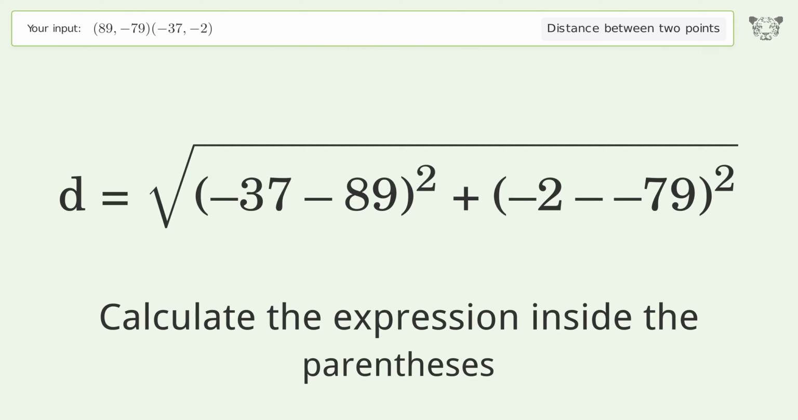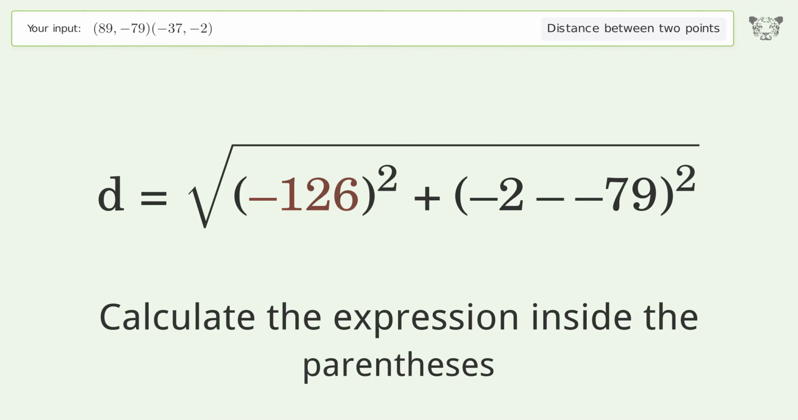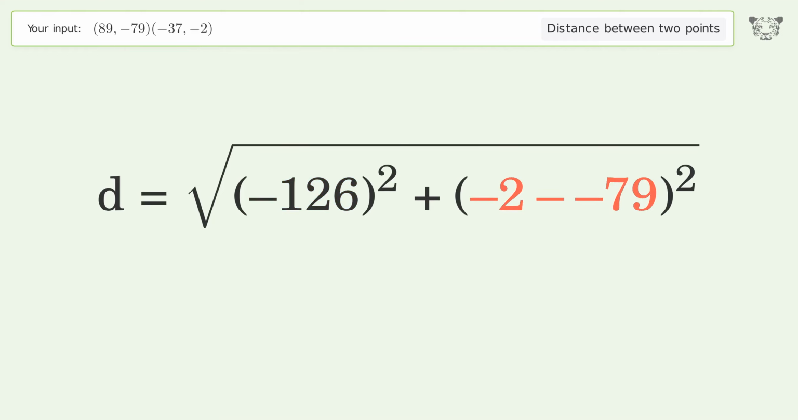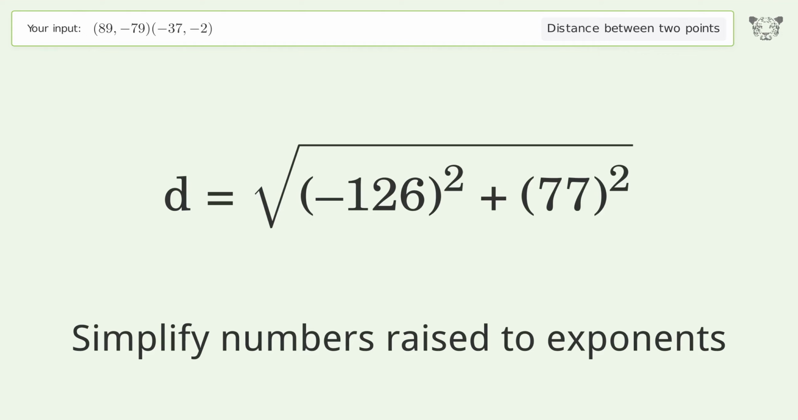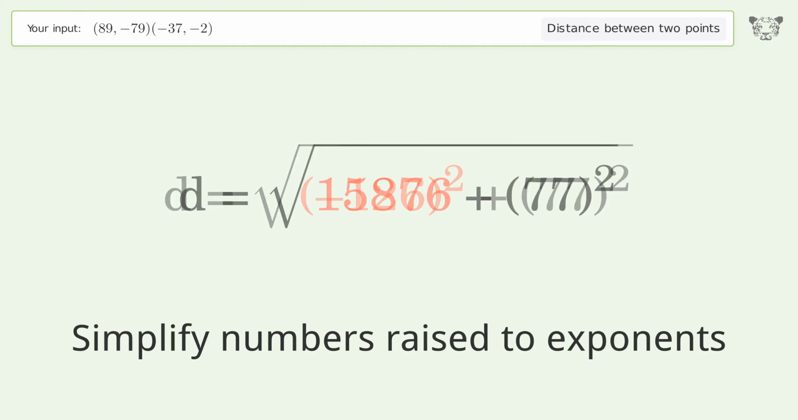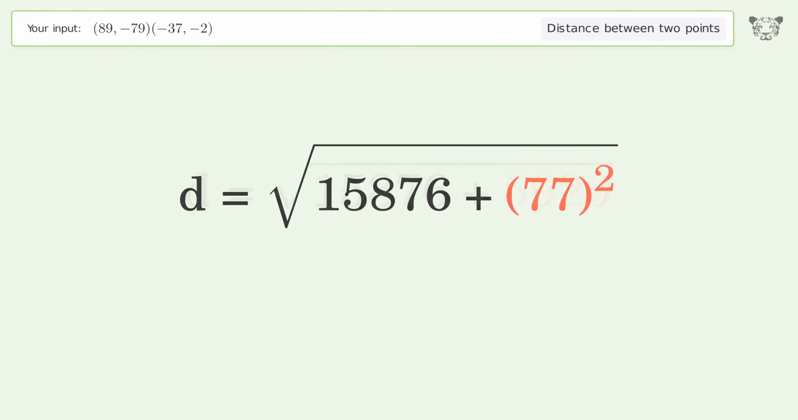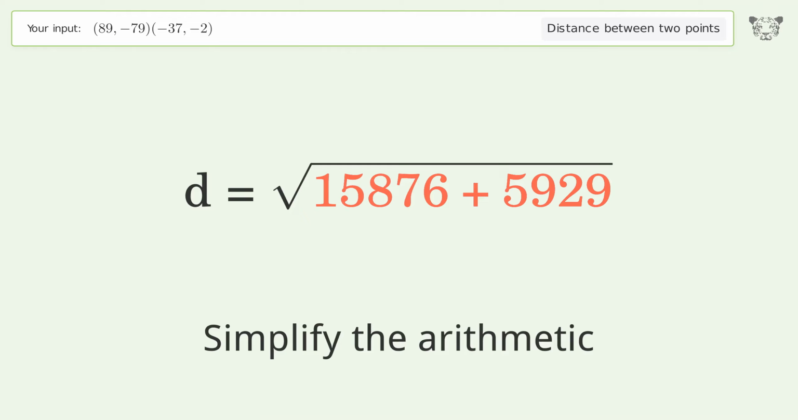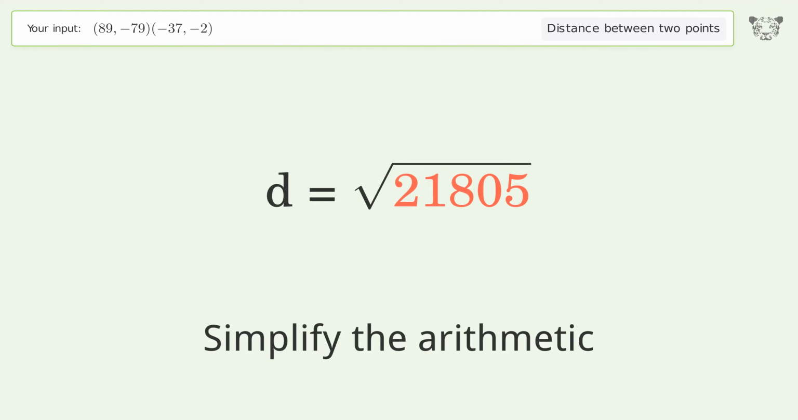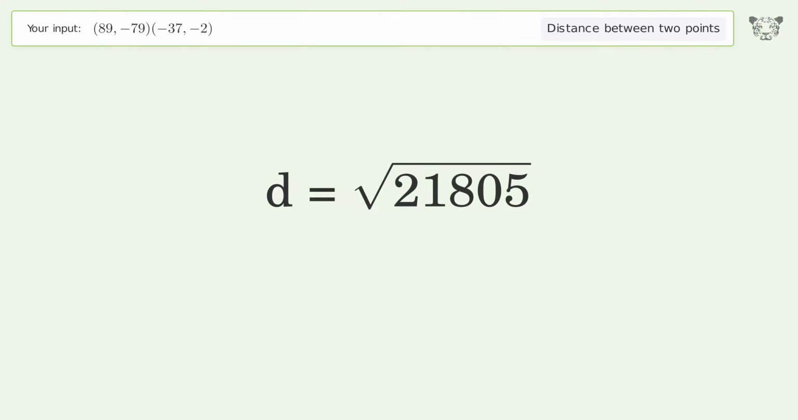Calculate the expression inside the parentheses. Simplify numbers raised to exponents. Simplify the arithmetic. And so the distance between the 2 points is the square root of 21,805 or 147.665.